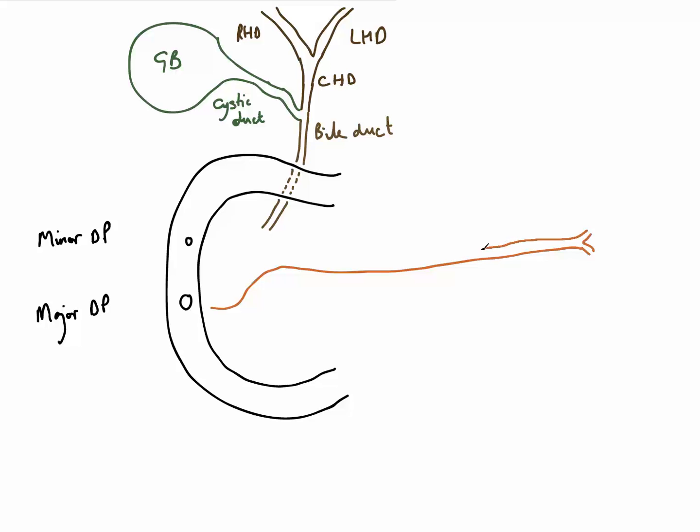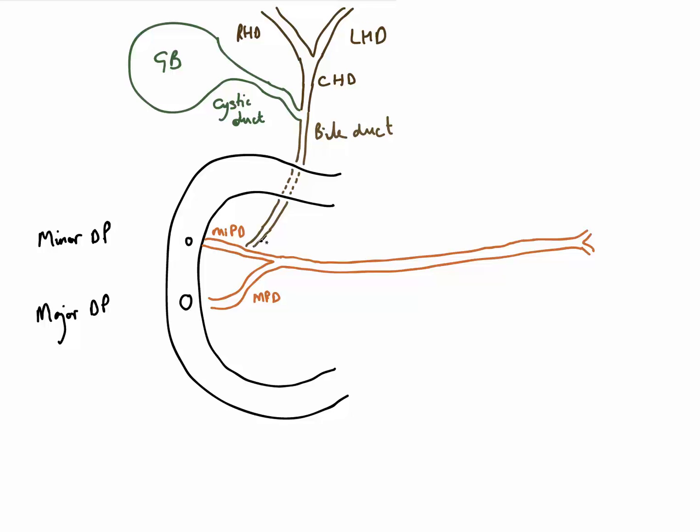It's going to be receiving various ductules along its course, but it passes along from the tail, body, neck of the pancreas. The major pancreatic duct passes towards the major duodenal papilla, and there's also a minor pancreatic duct or an accessory pancreatic duct that passes towards the minor duodenal papilla. If we then just concentrate on the major pancreatic duct, so here's the major pancreatic duct and here's the minor pancreatic duct, then the major pancreatic duct is going to unite with the bile duct.